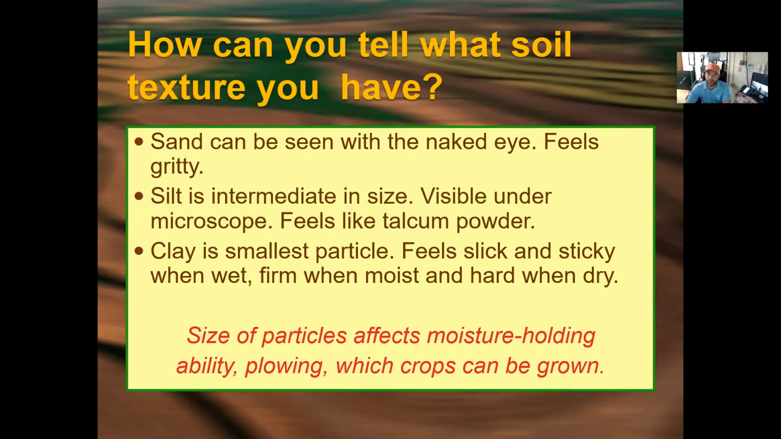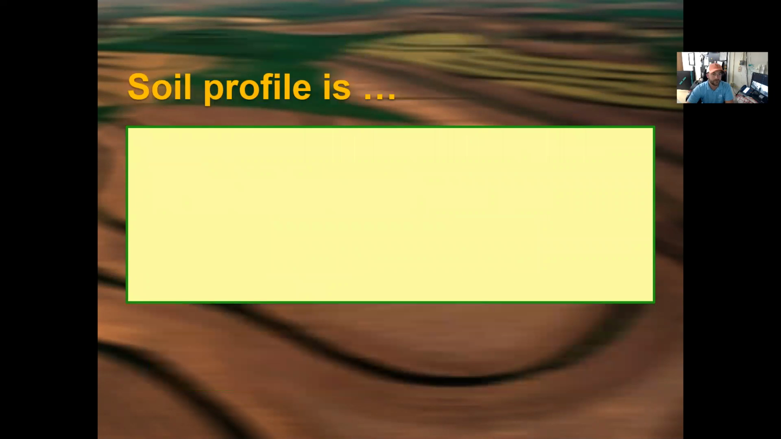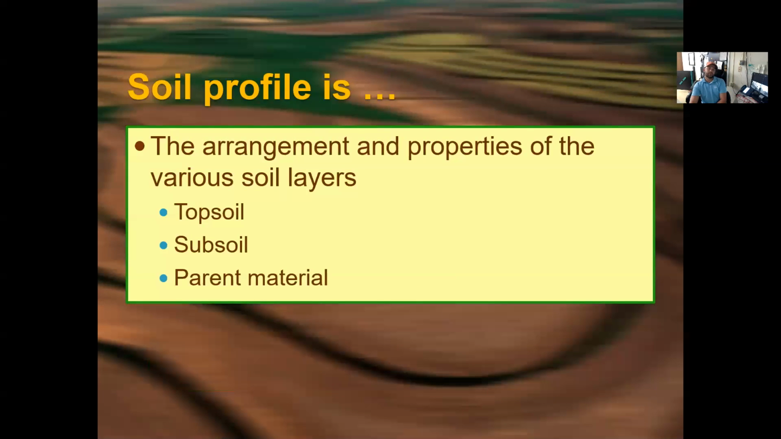So if you ever drive by a cornfield and you see everything plowed up and there are some really big piles that are kind of a yellowish tan color, that's probably clay. So the arrangement and properties of various soil layers: you have topsoil, subsoil, and parent material.